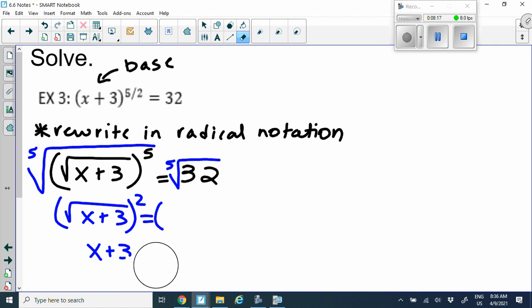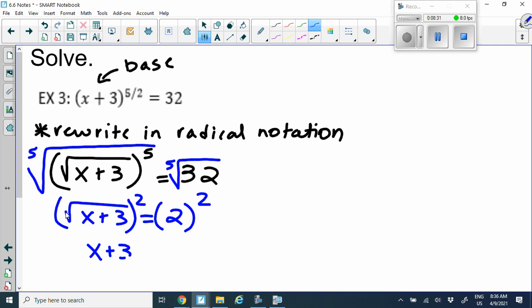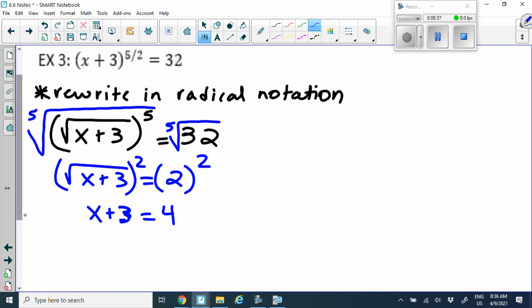I just noticed that when I did my 5th root of 32, I said it was 5, but if we look at our calculator, it's actually 2. So let me kind of redo this. Sorry, guys. So the 5th root of 32 is 2. So we're actually going to square that, which gives us 4. Now, once again, I subtract 3 from both sides, so I actually should get x equals 1 as my solution. There we go.